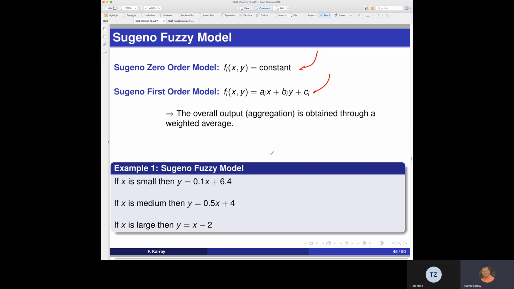Let's look at this weighted average. What does that mean? Let's look at this Sugeno fuzzy model, similar to the example that we have seen. If the variable here is small, it could be temperature is small, then the output is going to be a function, a first order polynomial, 0.1x plus 64. Second rule, we have a second function. Third rule, we have a third function. These are not fuzzy membership functions as we have seen in the Mamdani model, but rather polynomials of zero order, first order. They could also be higher order polynomials.